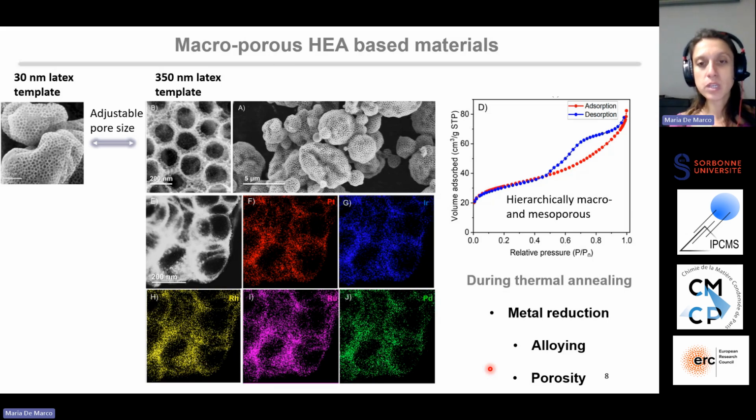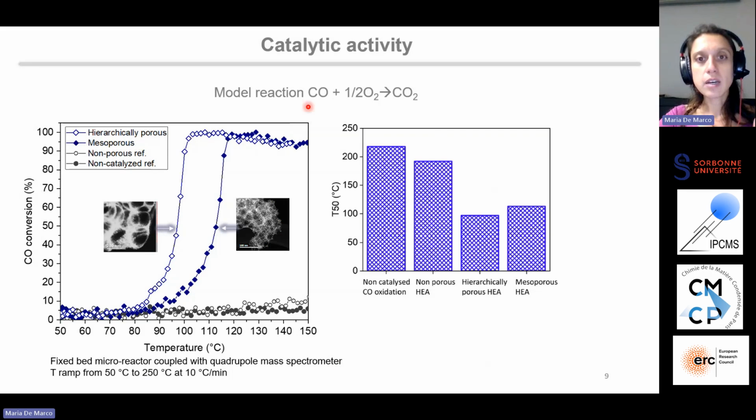And to show this importance, we chose to study one model reaction, which is the carbon monoxide oxidation to carbon dioxide reaction, which is a thermocatalytic reaction in which temperature activates the oxidation of CO. And we can see in this graph that when we use our macroporous and mesoporous high-entropy alloy-based materials, the temperature at which the reaction starts, at which the conversion of CO to CO2 reaches 50%, is drastically decreased compared to non-porous particles, so to high-entropy alloy reference particles without porosity, and compared to the non-catalyzed reaction.